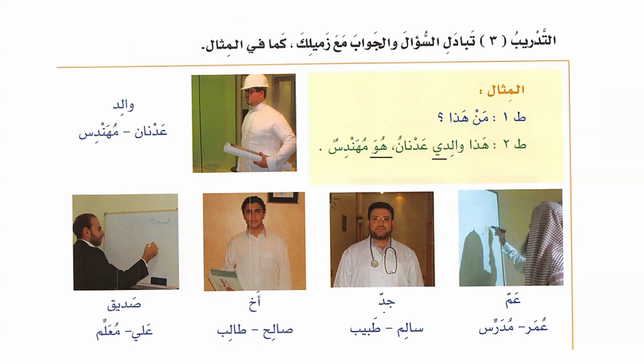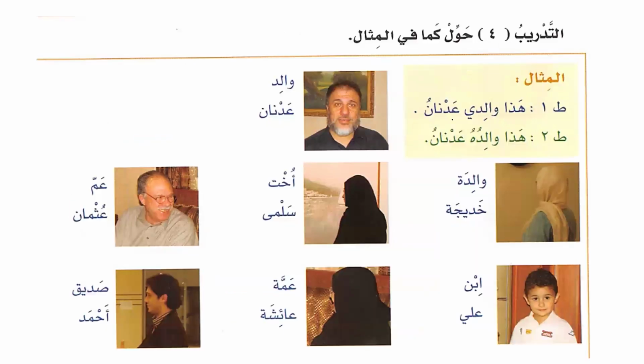And similarly, if you say man hada, you will say hada. For example, you can say هذا عمي or هذا جدي. For example, as you can see here, هذا جدي سالم هو طبيب. من هذا؟ هذا أخي صالح هو طالب. من هذا؟ هذا صديقي علي هو معلم. So based on this example, you can practice the dialogues over here. حول كما في المثال. حول means change. Change as you see in the example. So change what? Change the information.